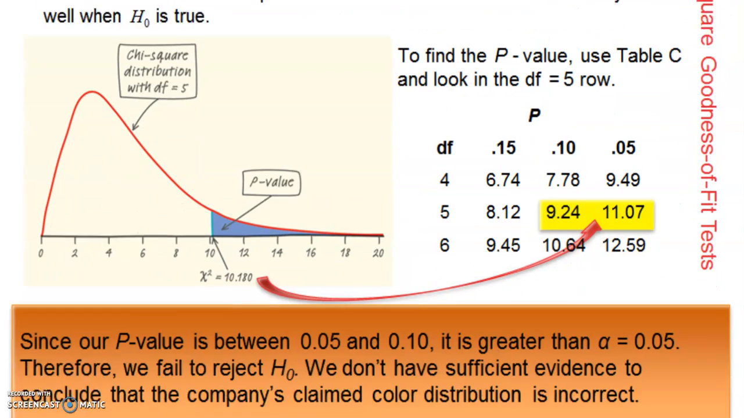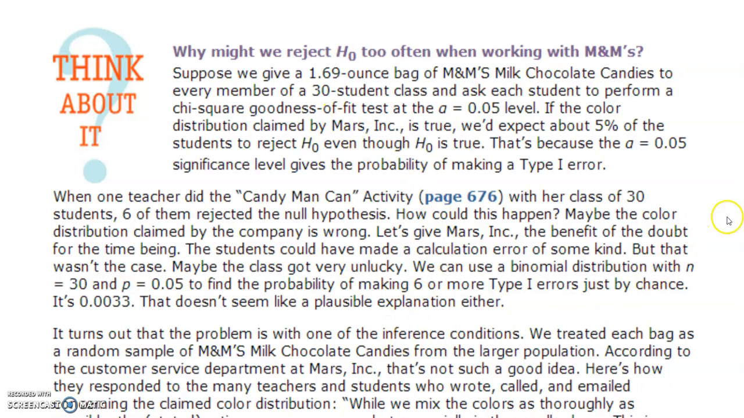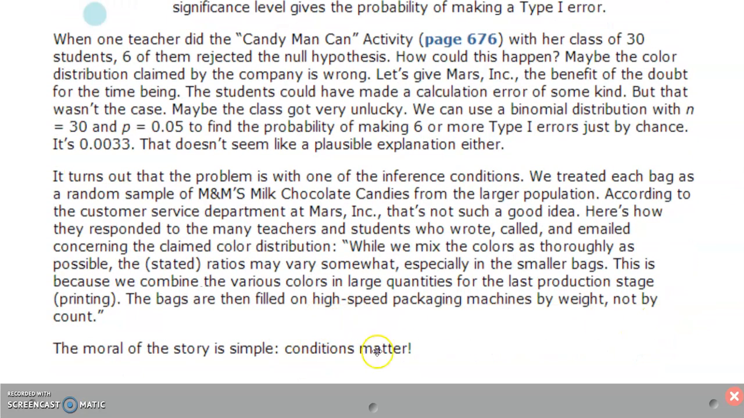With that result in mind, since our p-value is greater than 0.05, we fail to reject the null hypothesis. That means that this bag of M&Ms doesn't give us sufficient evidence to conclude that the company's claimed distribution is incorrect. However, one thing to consider is that the conditions might not have actually been met. Because of the way factories bag the M&Ms, it might not actually be random, because on one day they might be making more of one color than another. So when you're doing these, the conditions matter a lot.